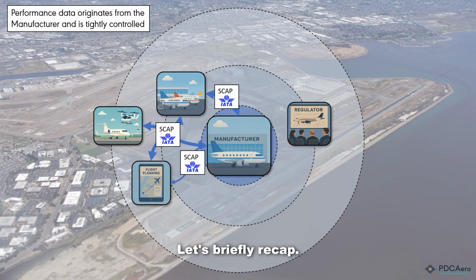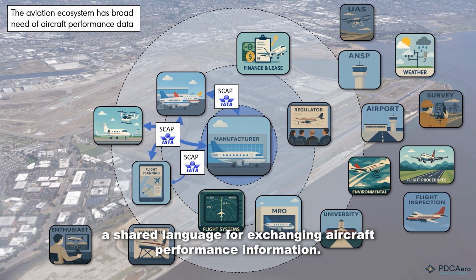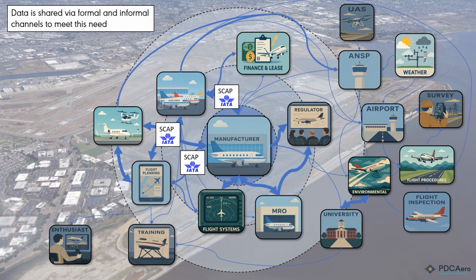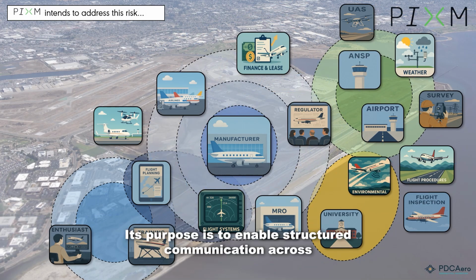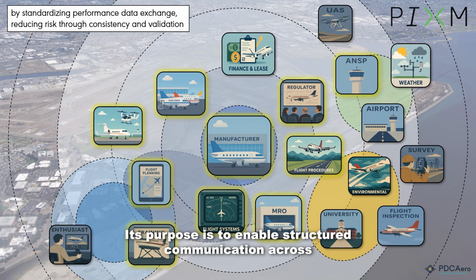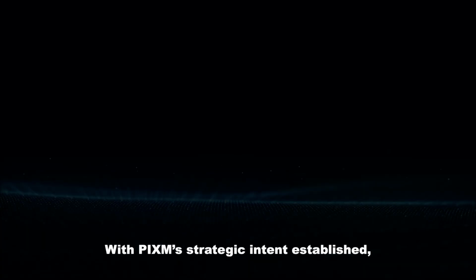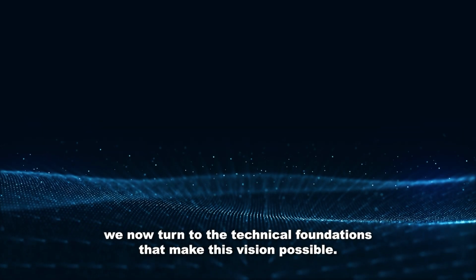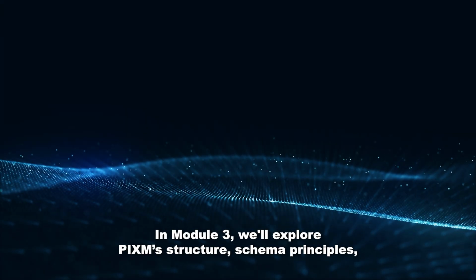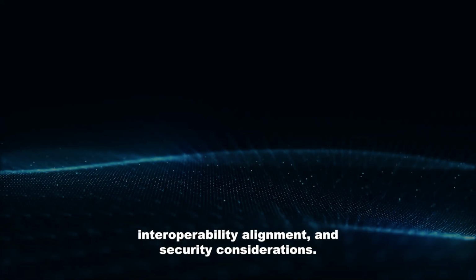Let's briefly recap. PIXM's vision is to establish a shared language for exchanging aircraft performance information. Its goals focus on clarity, interoperability, accountability, efficiency, and IP protection. Its purpose is to enable structured communication across aircraft performance and performance-adjacent domains. With PIXM's strategic intent established, we now turn to the technical foundations that make this vision possible. In Module 3, we'll explore PIXM structure, schema principles, interoperability, alignment, and security considerations.